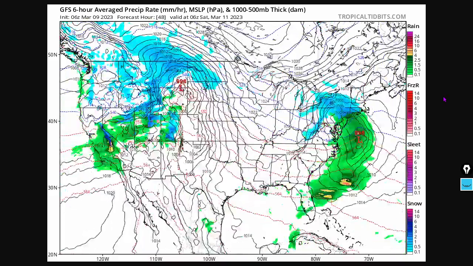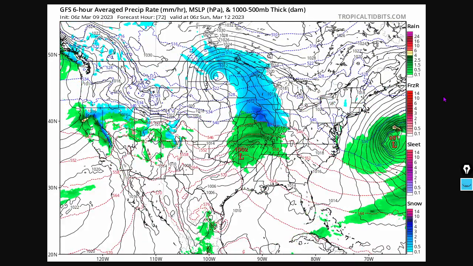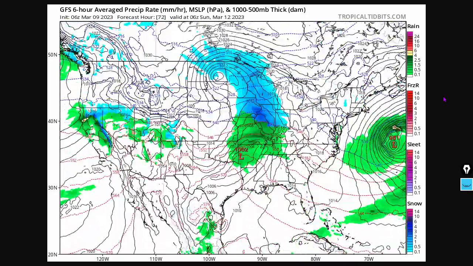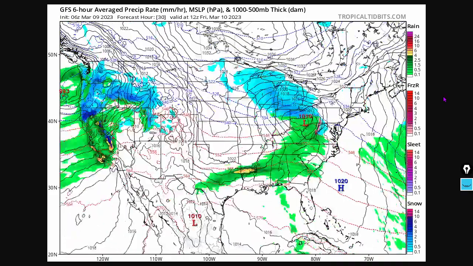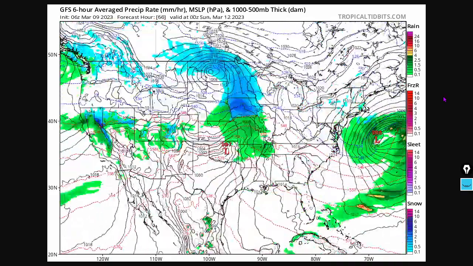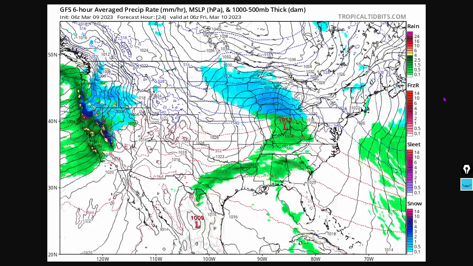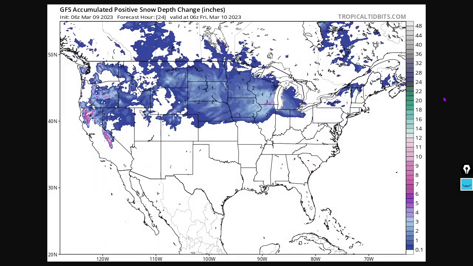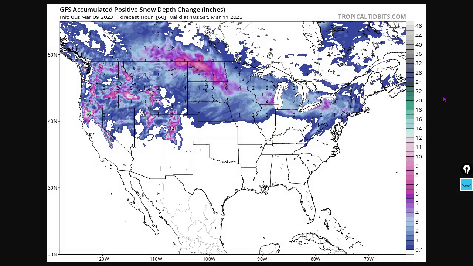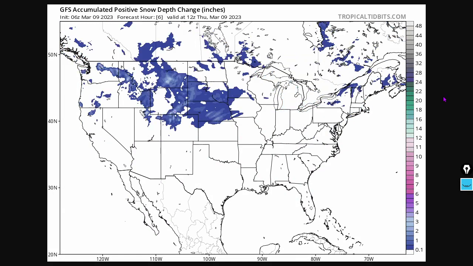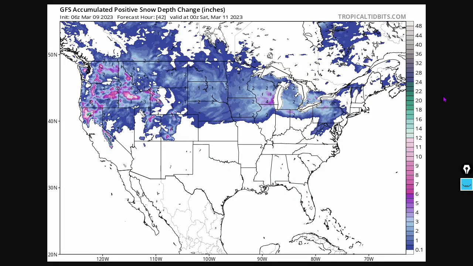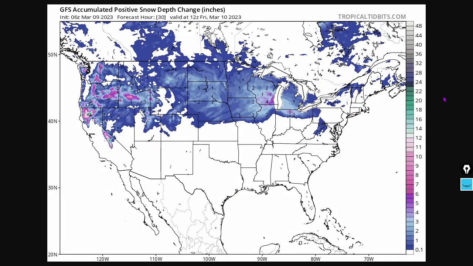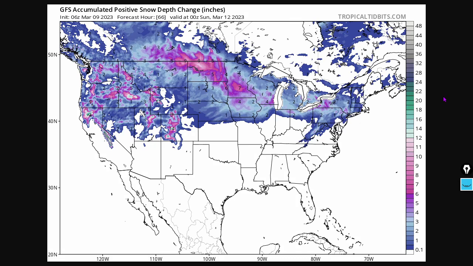Here is your pressure and precipitation forecast based on the same model, and guess what? California is going to get some excessive amounts of precipitation. Heavy storms, thunderstorms, heavy rains, heavy snows. That's the 72-hour GFS pressure and precipitation forecast, and this is your GFS 72-hour accumulated positive snow depth change in inches. Check it out, another 4 feet of snow forecasted for portions of California.